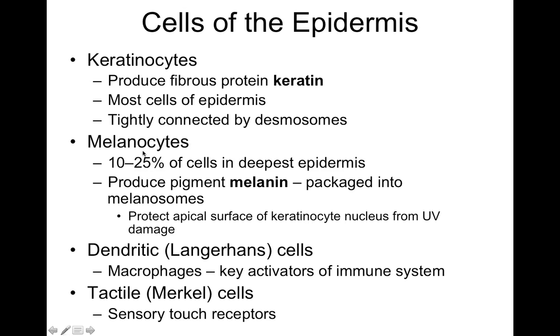Another type of cell you find in skin are the melanocytes. Melanocytes make melanin. You only find melanocytes in the stratum germinativum or stratum basale. And melanin is this pigment that your skin cells make that acts as a natural sunscreen. Melanin does a really good job of absorbing UV radiation, UV light. And it's melanin that actually contributes to skin color.